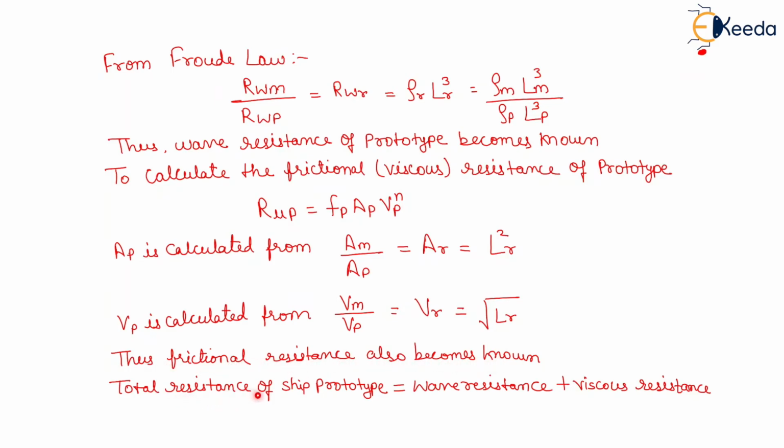Therefore, total resistance of ship prototype will be equals to wave resistance plus viscous resistance. That is all about the ship model.